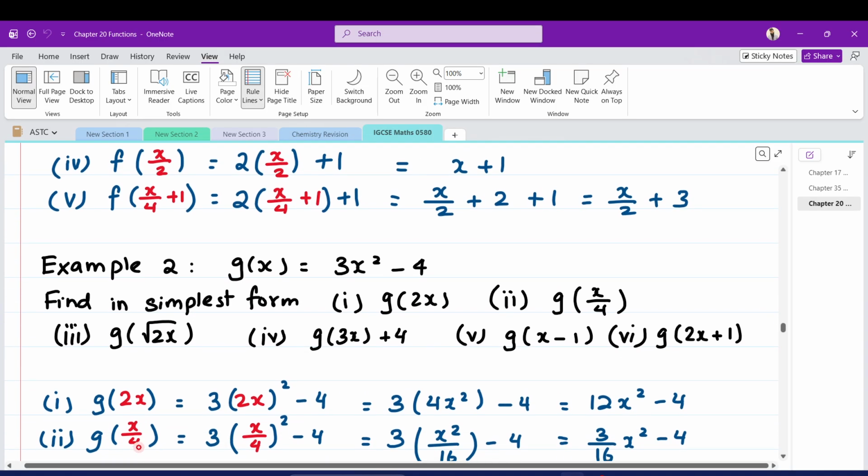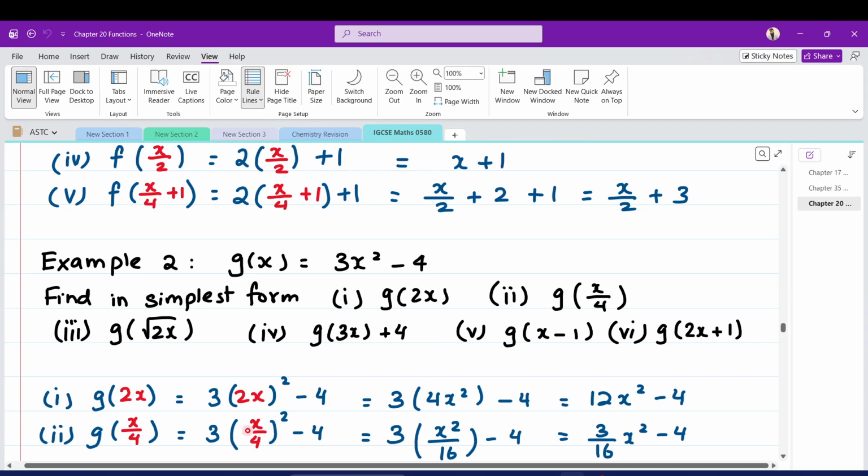The next one is x upon 4. So g of x upon 4. So x upon 4 whole square, that would be x square upon 16. Then we have 3 multiplied to this, because there can be no simplification of this, right? So 3x square over 16 minus 4.